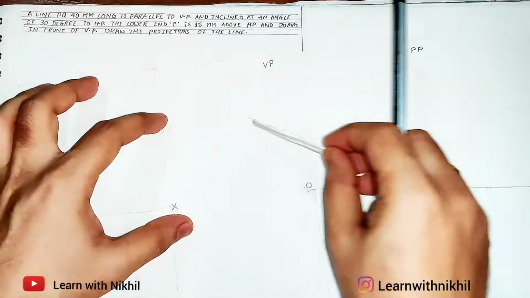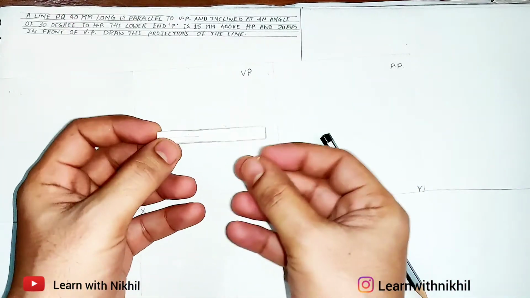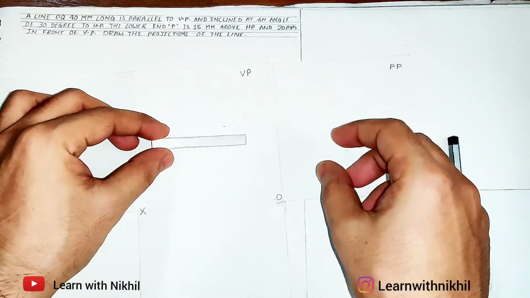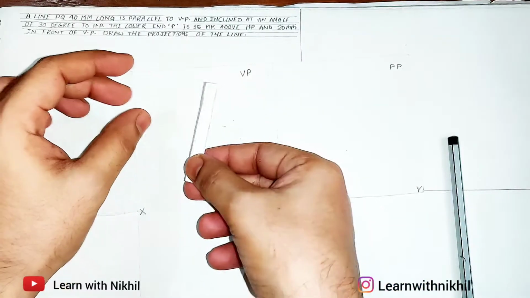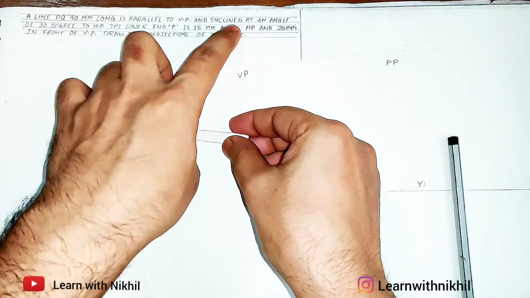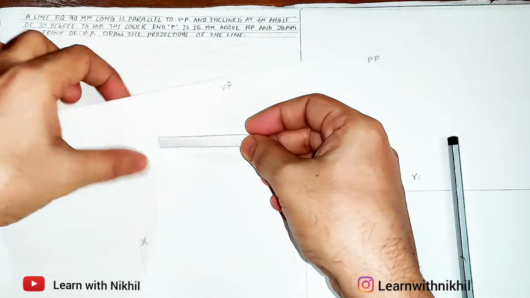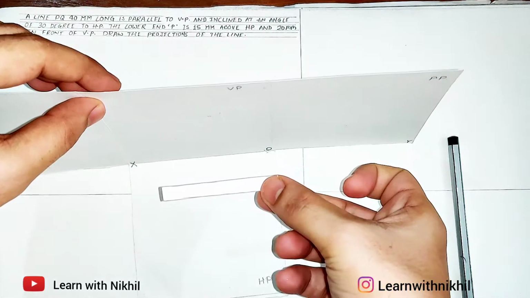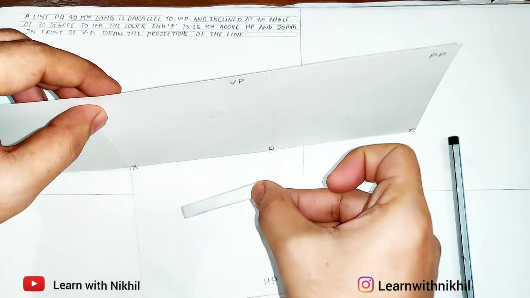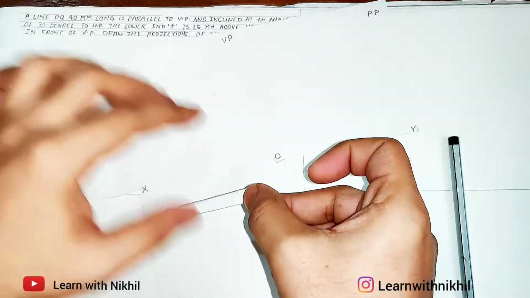So this is the line PQ 40 mm long. This is the vertical plane and the horizontal plane. I'll assume the line is 40 mm long and it is parallel to vertical plane, so it can be either like this or like this. It further says it is inclined at an angle of 30 degrees to horizontal plane. So this is the quadrant, this is the horizontal plane, and this is how its inclination will be. So in the front view, it will be inclined at an angle of 30 degrees.